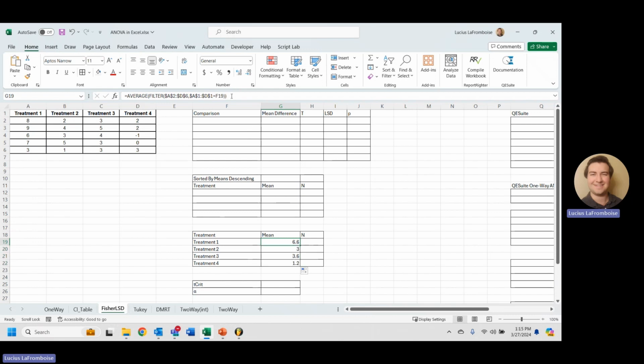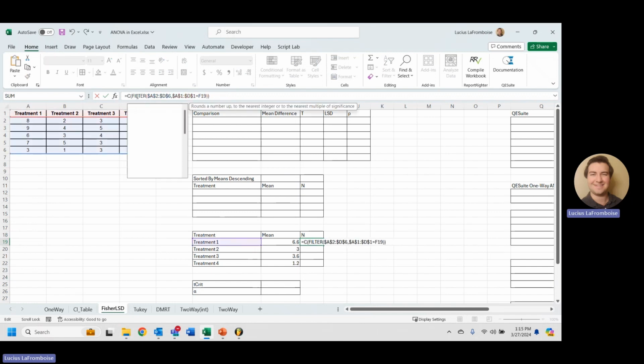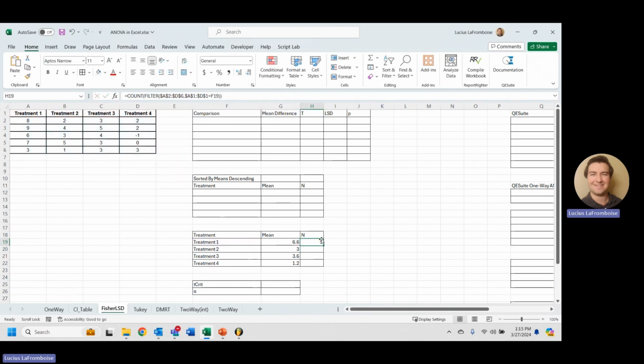And then I'm just going to copy that same thing over in this N column, and then I'm going to paste it. And instead of average, I'm going to take the count. And that gives me the number of measurements in that treatment. So you're going to get used to this. We use those functions pretty much every time with these post hoc tests.